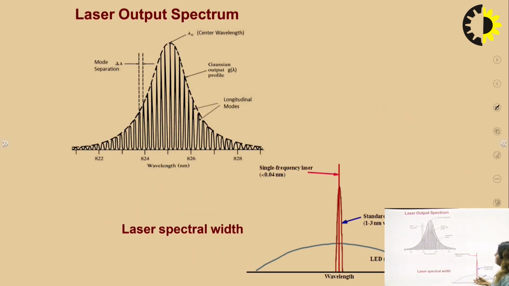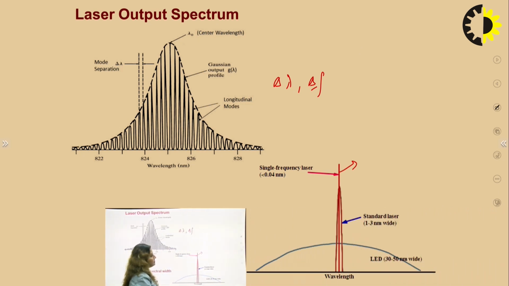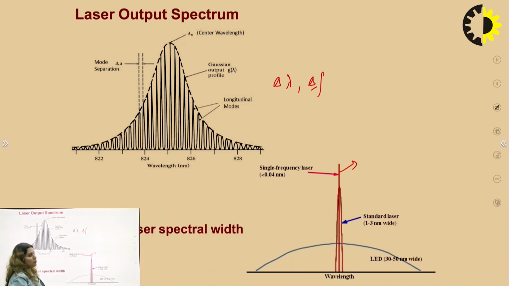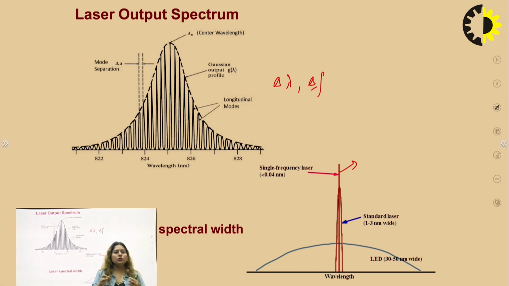So in the laser output spectrum, we can see the mode separation, which is given by delta lambda or delta f. These longitudinal modes exist in this gain curve, and we have a single mode operation laser like this. In the next figure, this is the single frequency laser, which has less than 0.04 nanometer line width. So it has a much narrower line width as compared to LEDs.